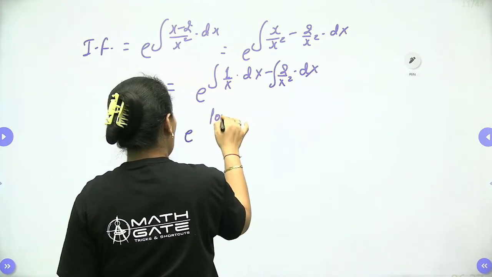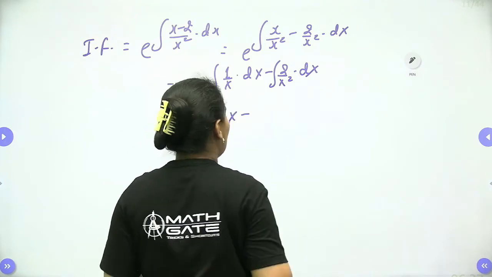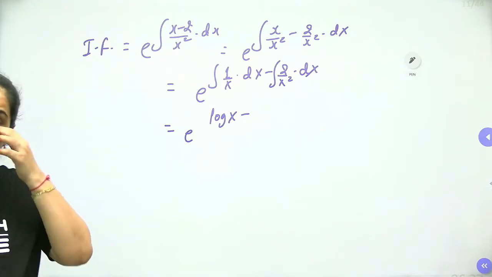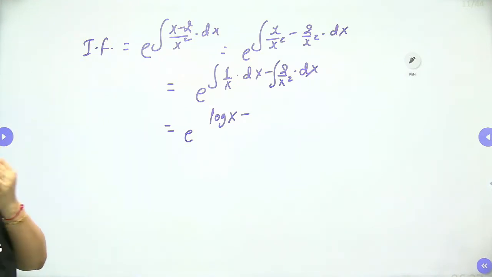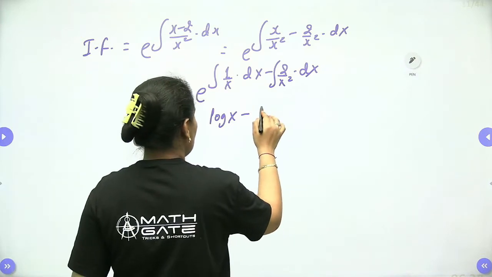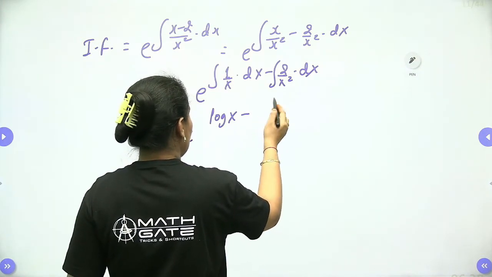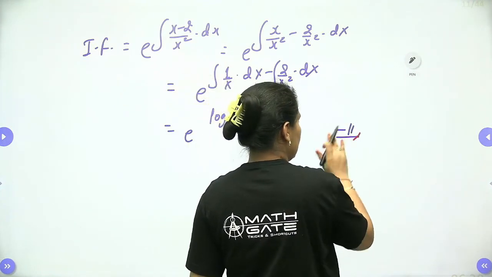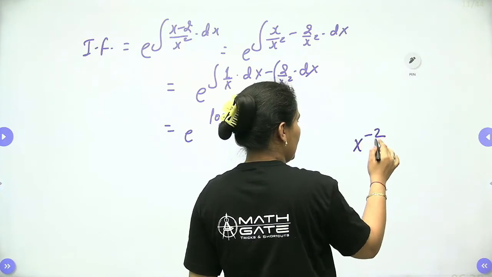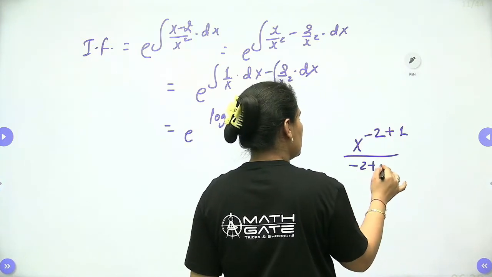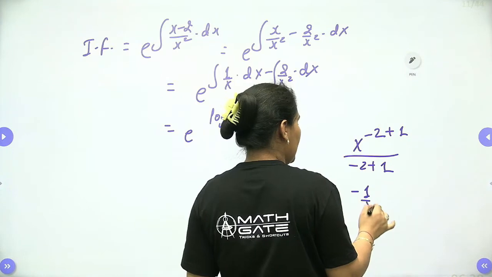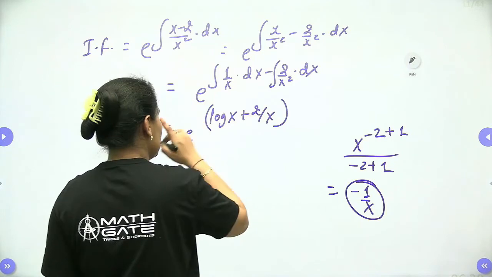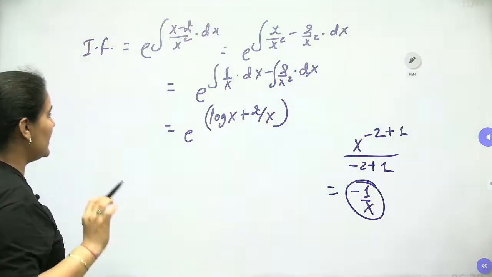It will be log of x minus 2 times the integral of 1 by x square. As we know very well, the integration of x to the power minus 2 is x to the power minus 2 plus 1 divided by minus 2 plus 1. So it will be minus 1 by x only. So we can write minus times minus, plus 2 by x only, dear students.